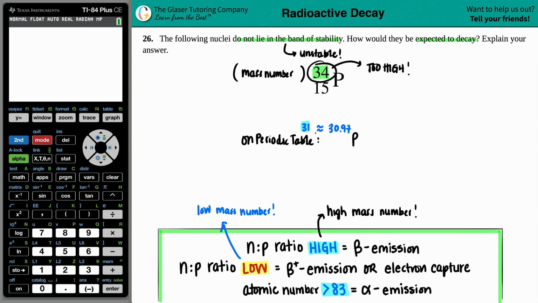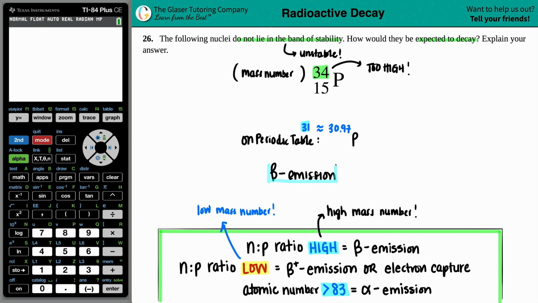If you have a higher mass number than what's on the periodic table, that means that your N to P ratio is way high. You've got to bring that ratio down. And the only way to do that is by emitting an electron, or a beta. So in this case, it's going to undergo beta emission.